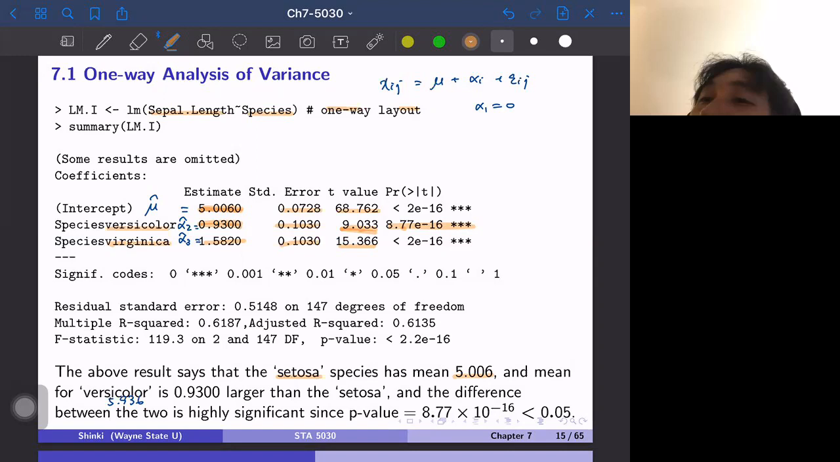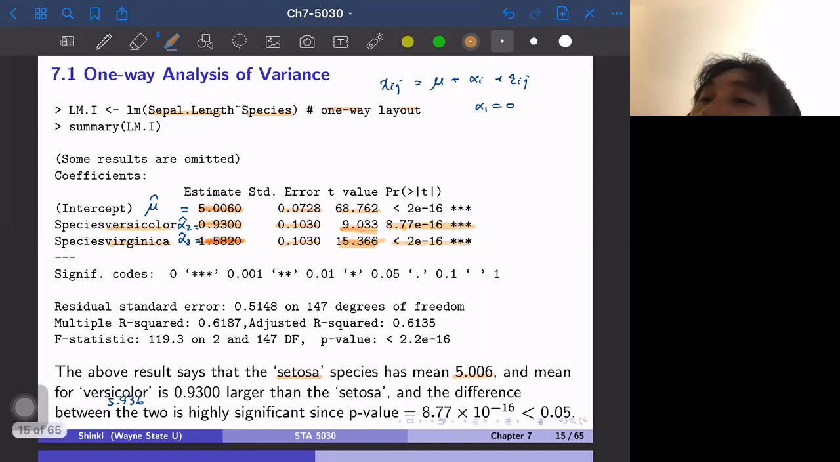And also you can see the virginica. The mean level of the virginica sepal length is 1.58 plus 5.006. So that is 6.588. So that is the mean sepal length for the virginica species. And this is even more significant, because the virginica is largest and the setosa is smallest, and the p-value here.